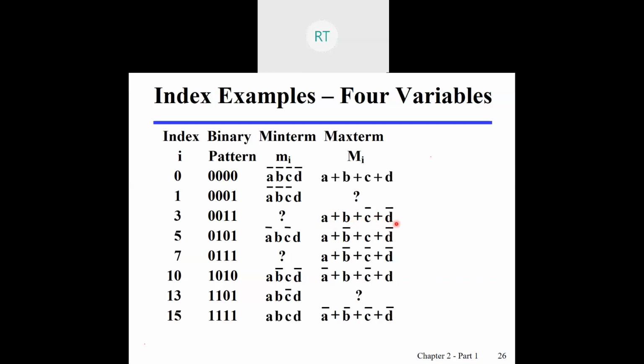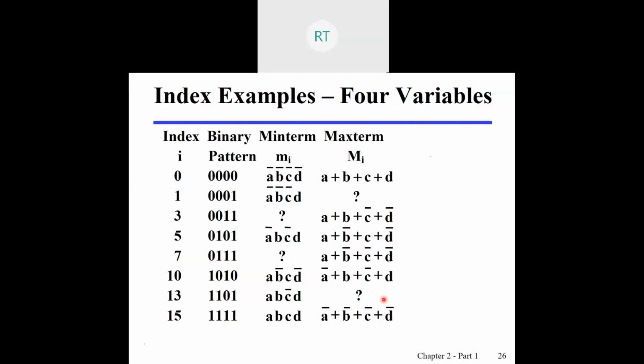We move to this. Who can help, please? What is the max term of number 13? Let me explain 13 first. I have an 8, I have a 4, and I have a 1. This will give me a 13. What is the max term now, please, of big M 13? A bar plus B bar plus C plus D bar. Exactly.